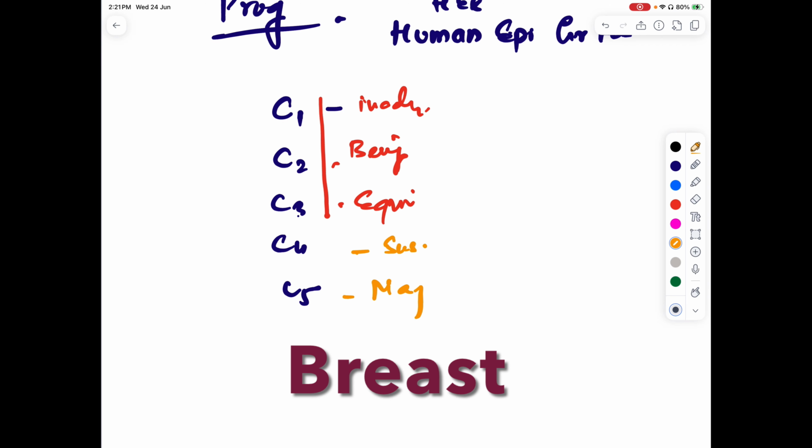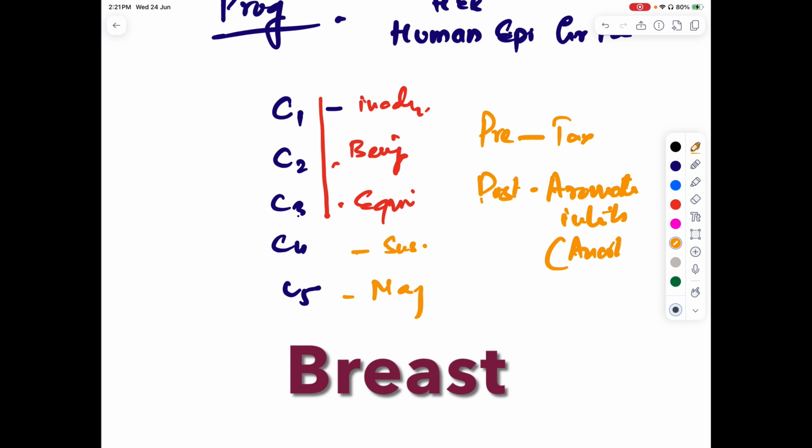What is the relation between pleomorphic and breast carcinoma? Hormonal therapy to give pre and post menopausal. In pre, you give tamoxifen. If post, you give aromatase inhibitors, anastrozole, and all that.